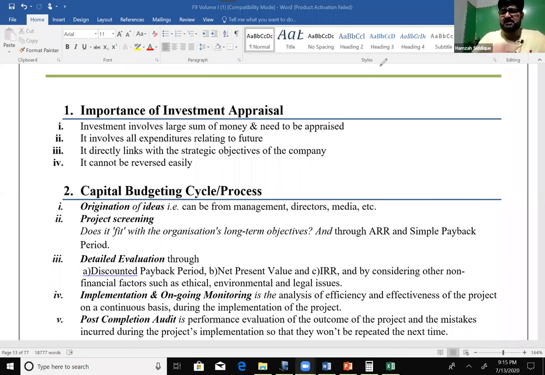What is the meaning of investment appraisal? The company is going to appraise, evaluate, whether it should invest in a project or not. Should it invest in a new factory, new building, new product, new location, new type of production facilities? Why is it important? Because a large amount is involved. You are going to spend in the future, and once you spend that amount, it cannot be reversed easily. So you have to evaluate whether the investment will be financially feasible for the business, and whether it is as per the objectives of the company or not. This is why investment appraisal is done.